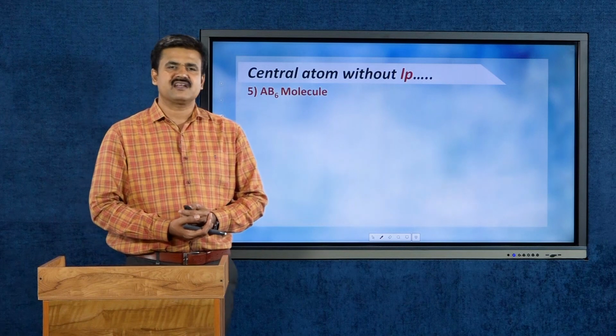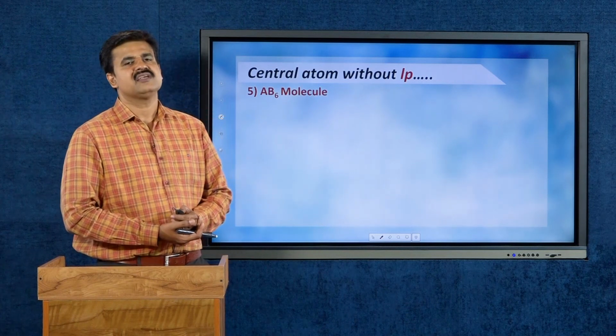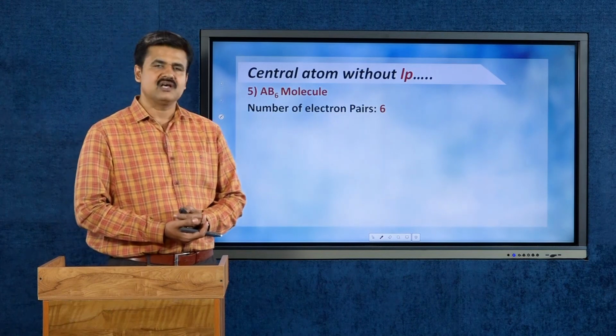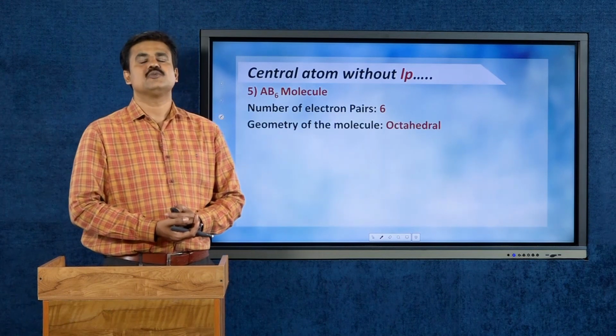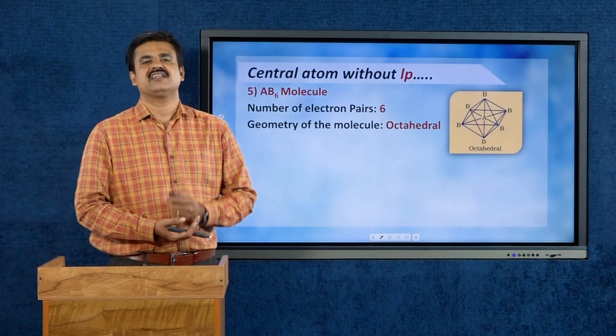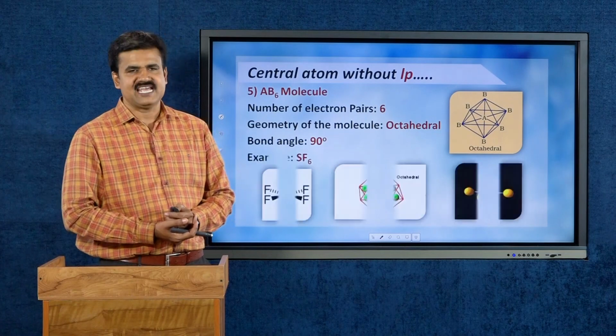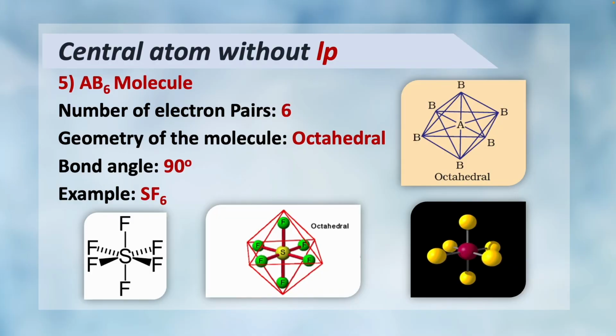Now we are entering into AB6 molecule. Here, as the molecular formula suggests, there are 6 electron pairs, all are bond pairs of electrons, and the geometry of the molecule is octahedral, and this octahedron is a regular arrangement with a bond angle of 90 degree. SF6 is a typical example for such a molecule that exhibits octahedral geometry and octahedral shape. Here geometry and shape are the same because there is no lone pair around the central atom. This is the octahedral arrangement of SF6 molecule.